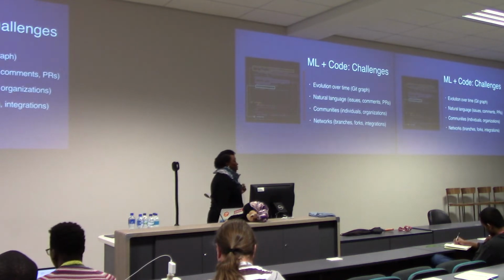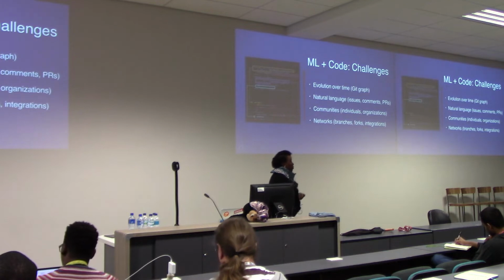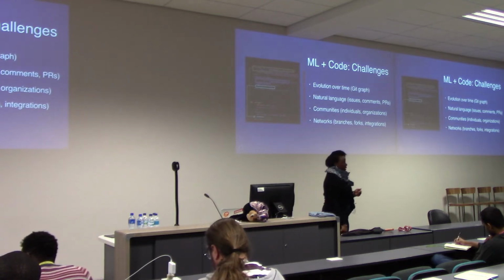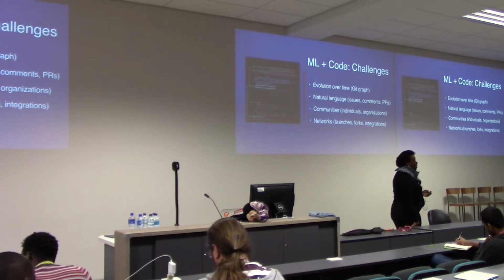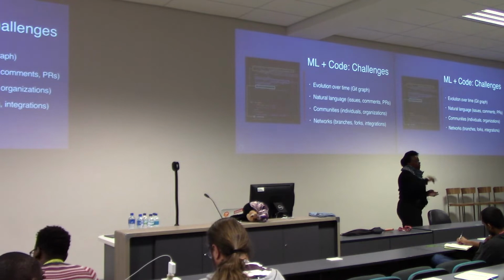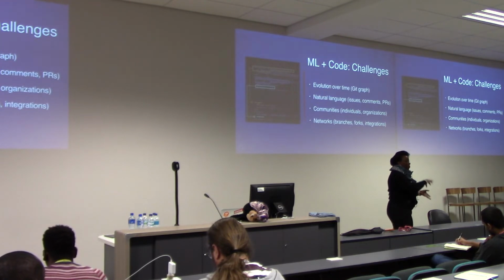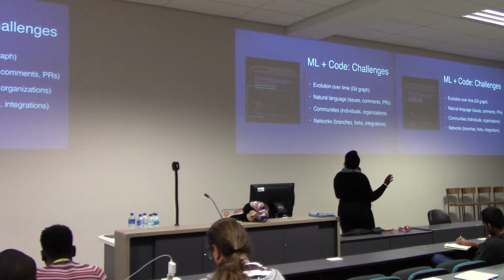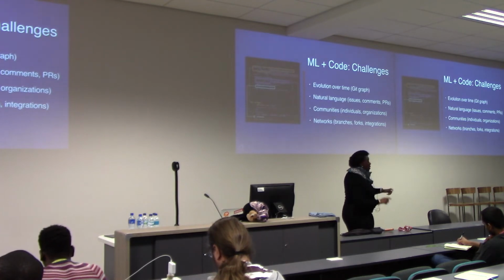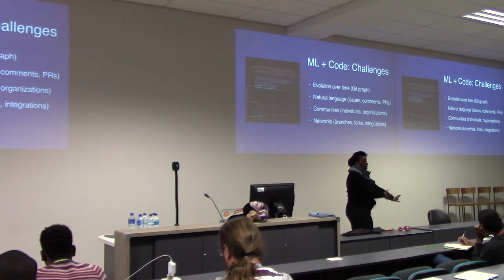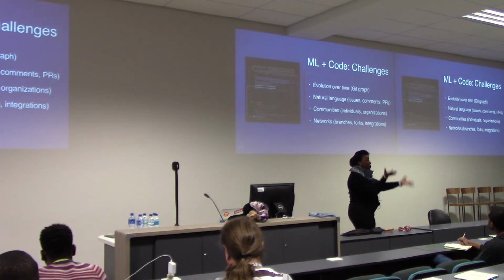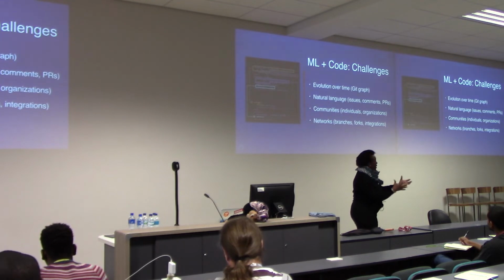And on top of that, we have the evolution of this language over time. In our Git graph, we have 10 years worth of data. So GitHub has been around since 2008. 10 years worth of data on Git graph that has been evolving over time. That's a major issue. On top of programming languages, we also have natural language because people use their natural language to talk about the code. The natural languages in the issues, the comments, the pull requests. So we have both different kinds of languages in our data set.